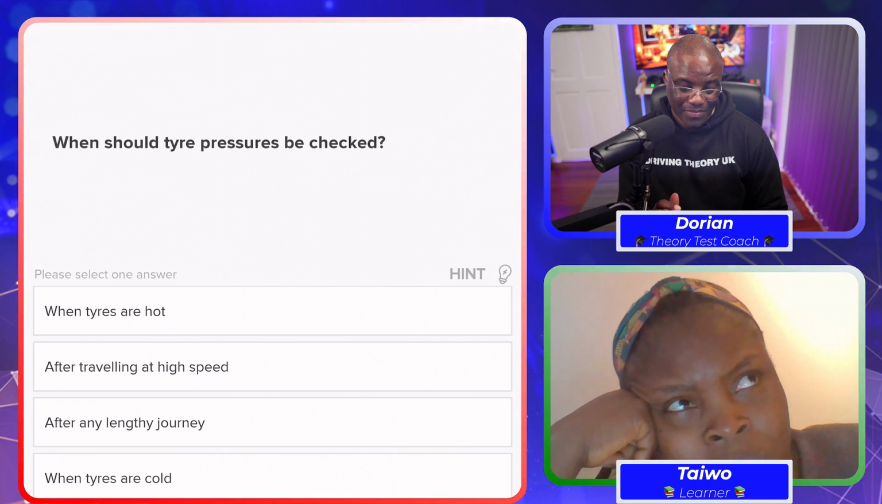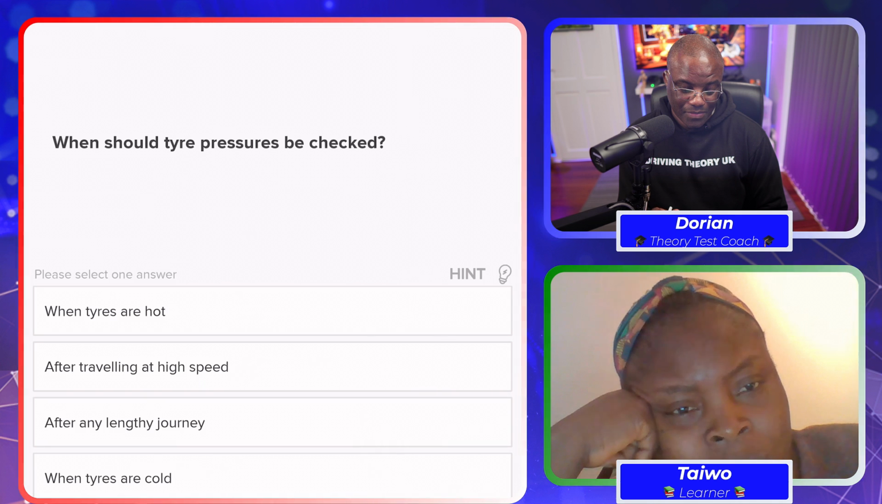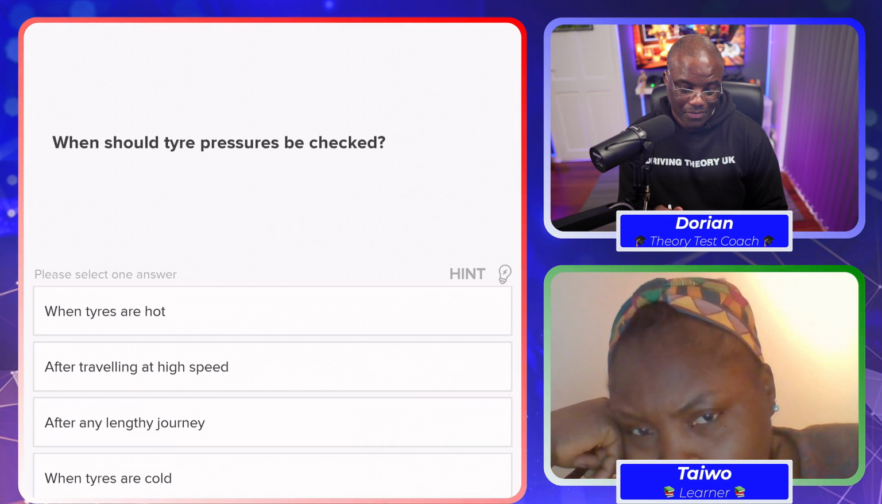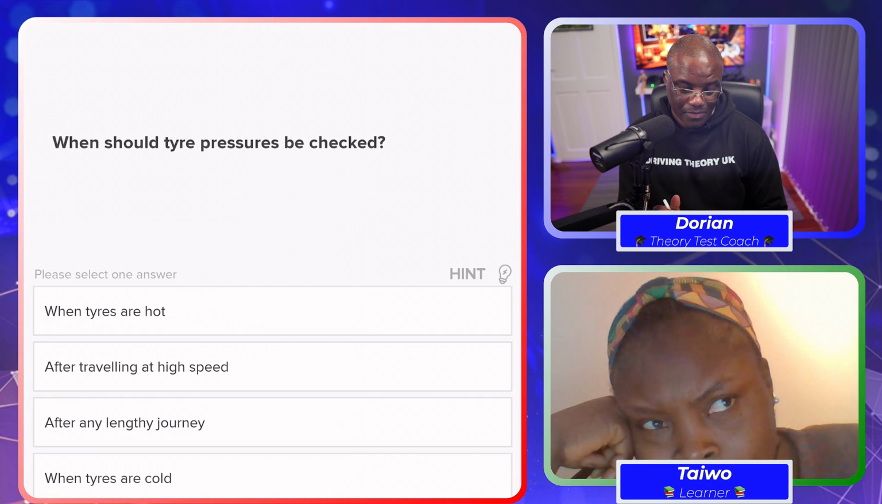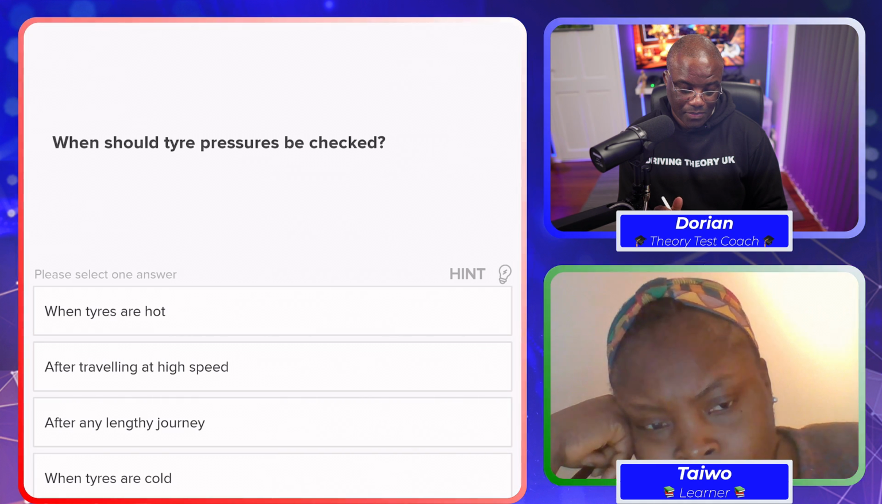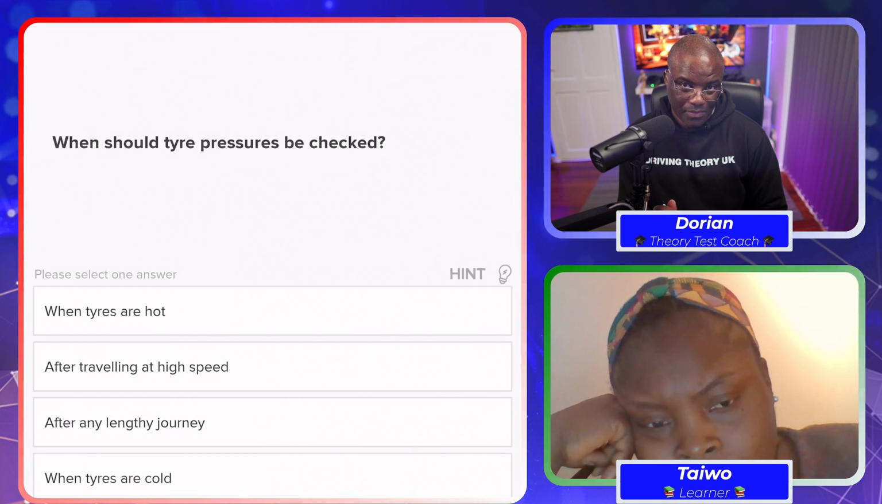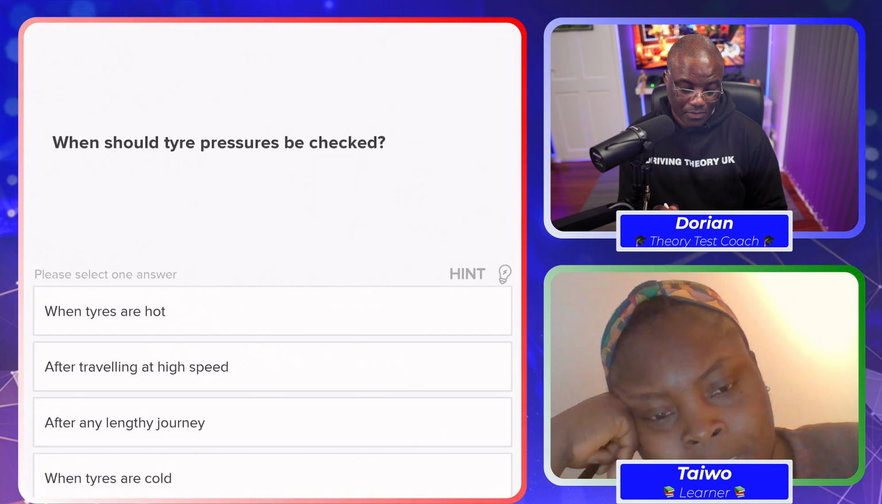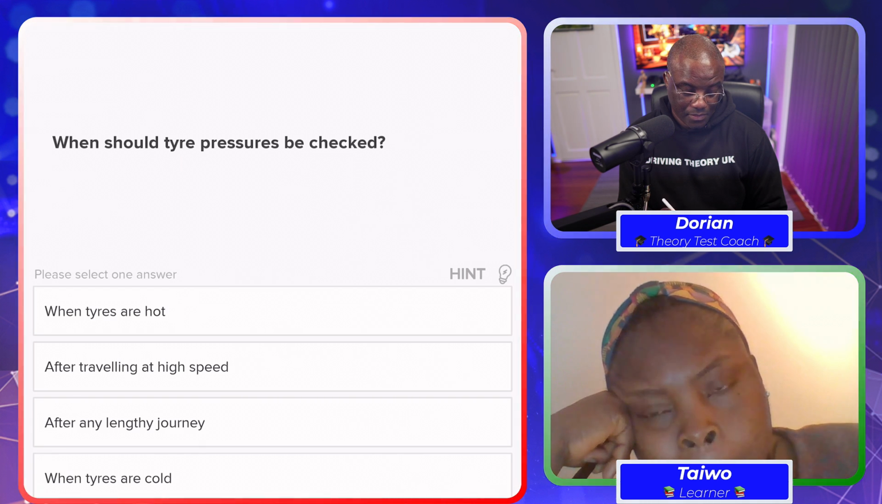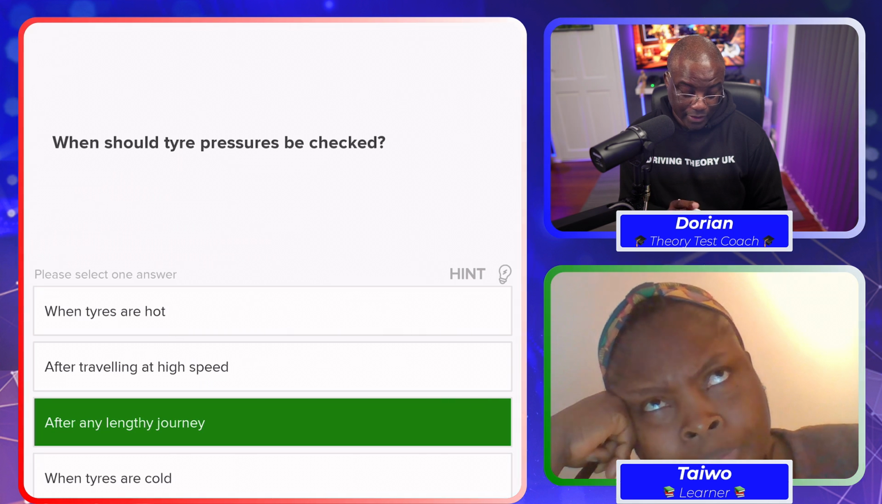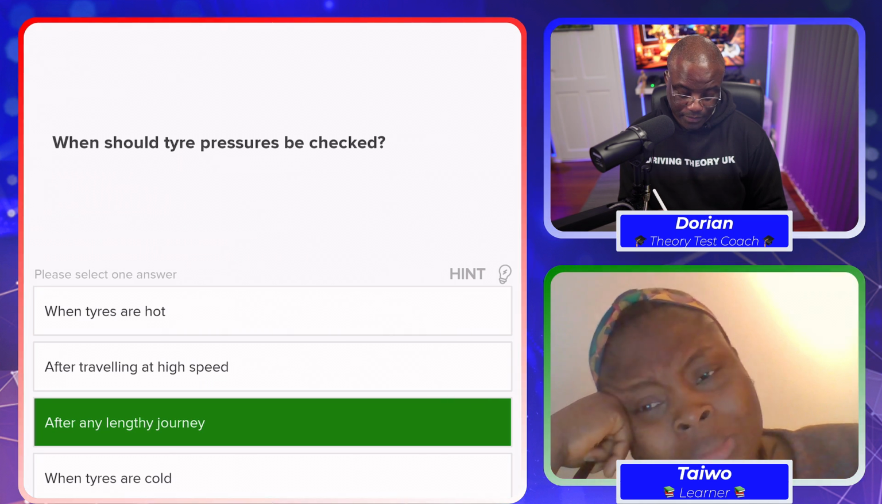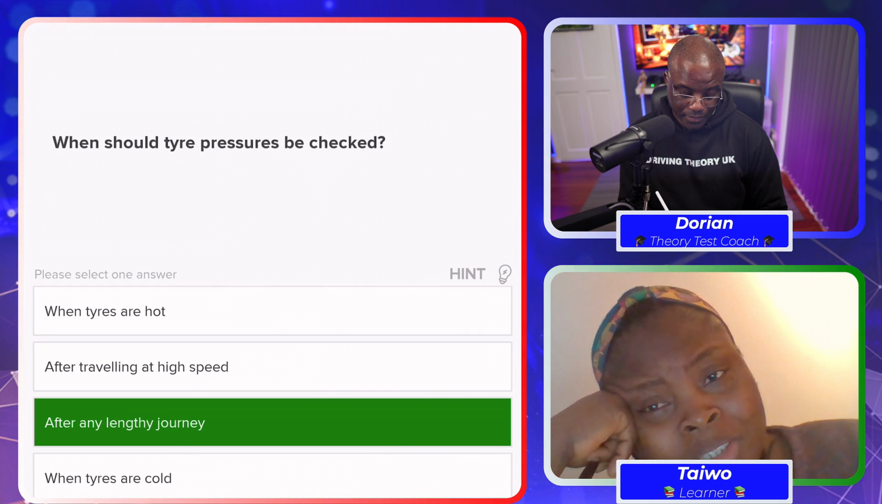Because the tire pressure is always the measurement you see, but when should tire pressures be checked? When tires are hot. That has to do with surface when traveling at high speed. After any lengthy journey. That's C. Okay, again, I'm going to flag that one. Whenever you're flagging, that means there's something.